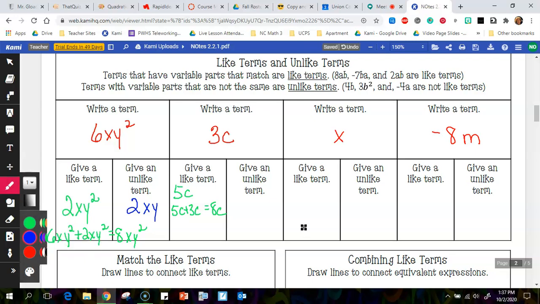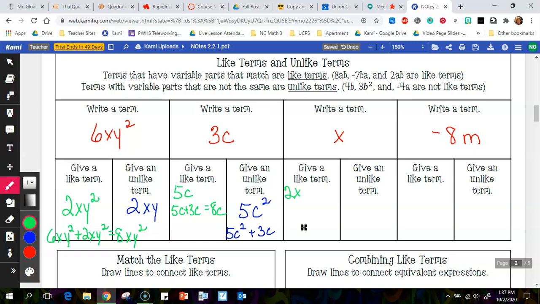An unlike term, we'll do that in blue again. 5c squared. I could not add those two together, the 5c squared and the 3c. If I added them, I would just write 5c squared plus 3c. Can't combine them.